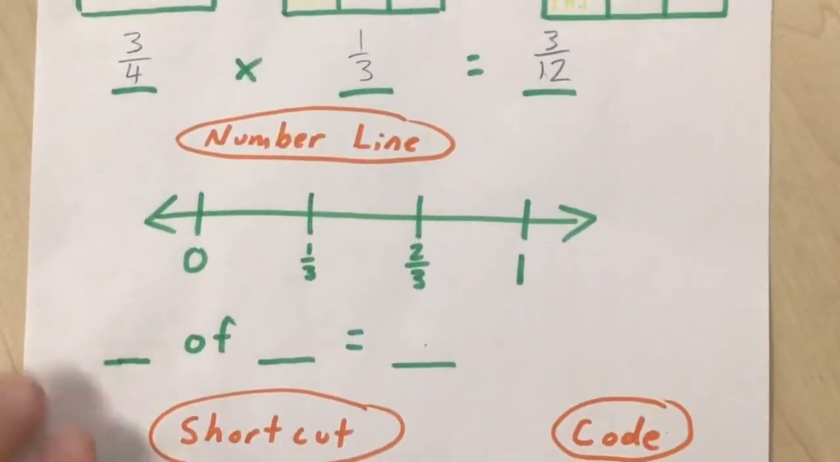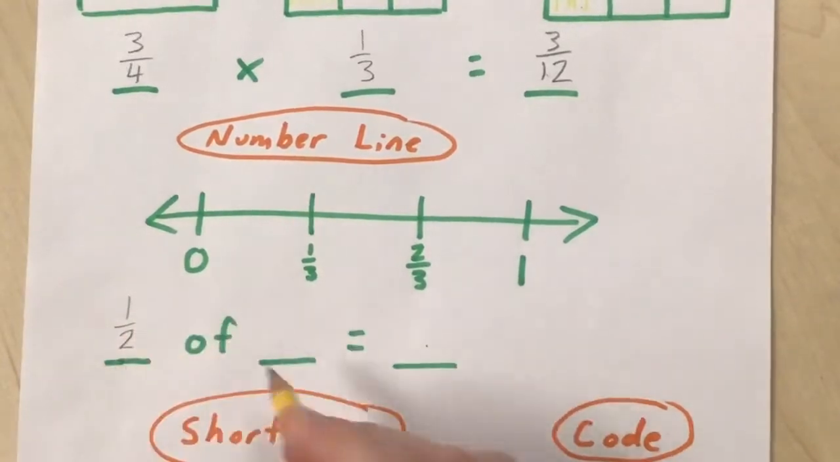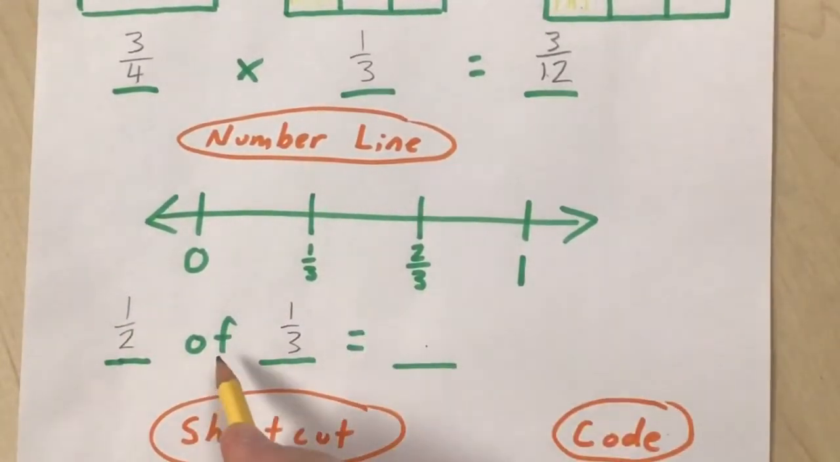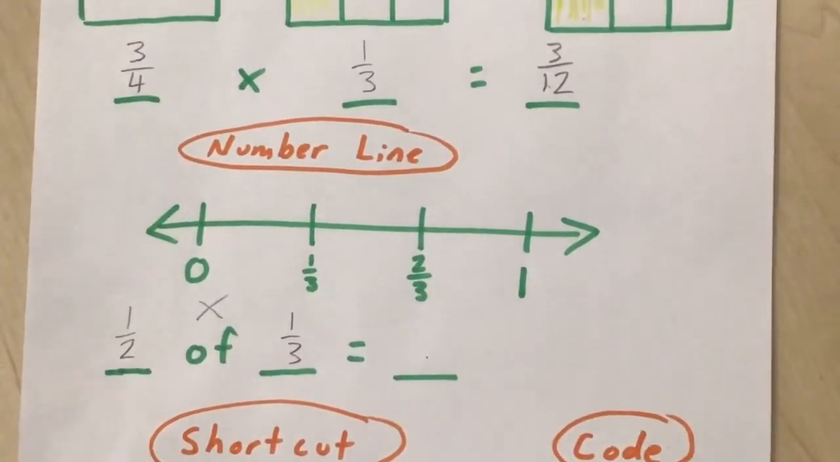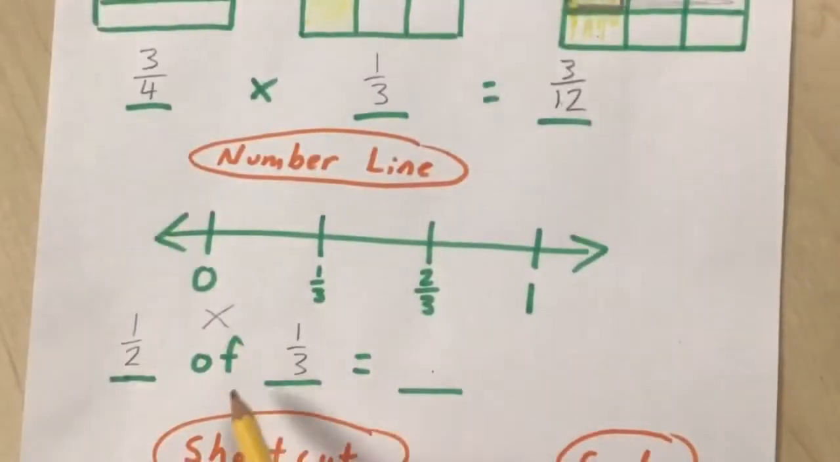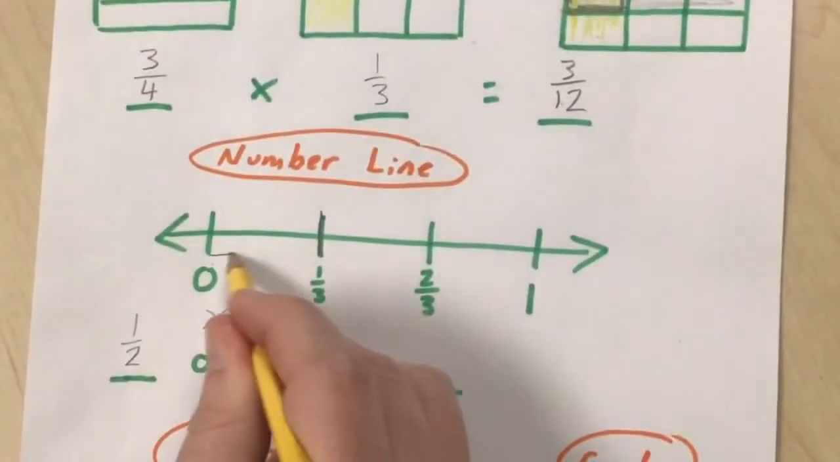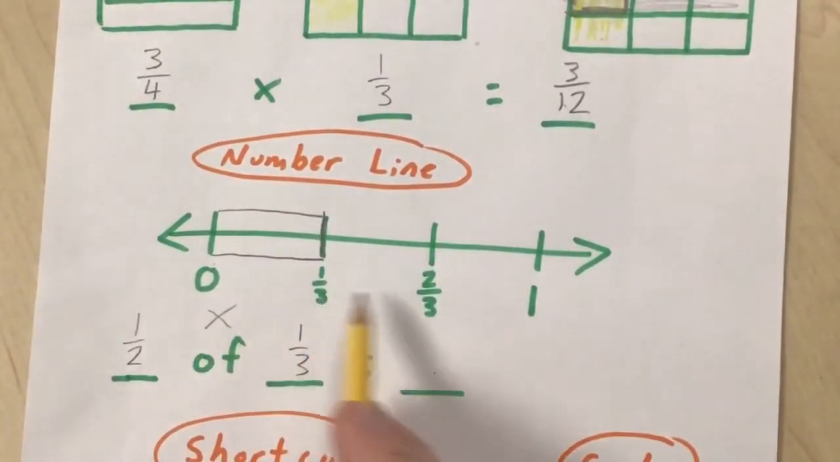Well, what would that look like on a number line? Let me give you a new fraction. We're going to find half of 1/3. The word of is the exact same thing as multiply. Well, if we're finding half of 1/3, that means we have 1/3. That is this area right here. From 0 to 1/3, 2/3, 1.